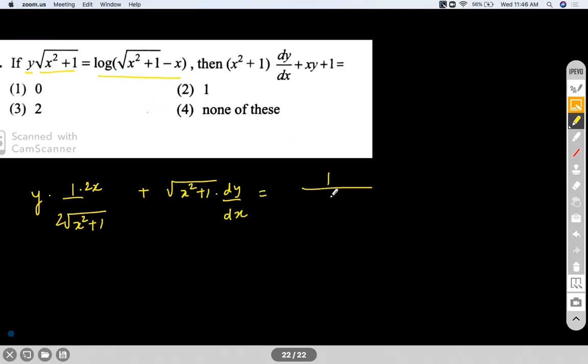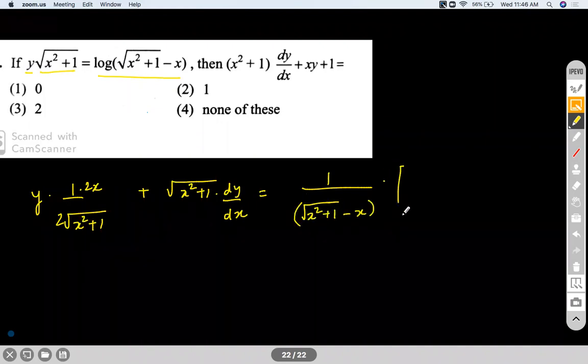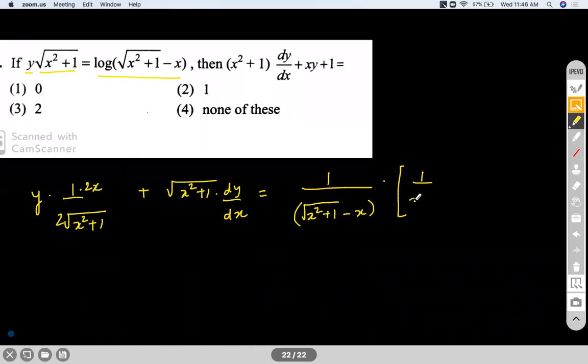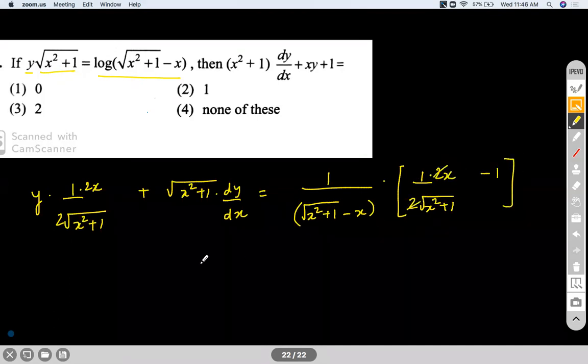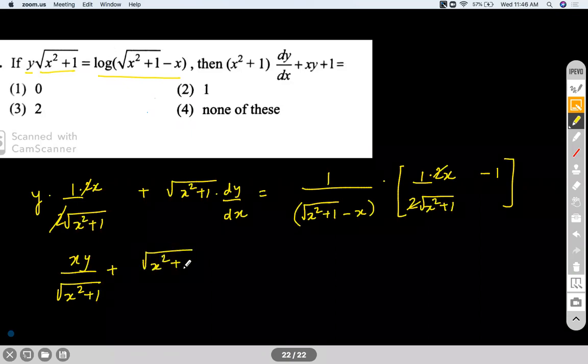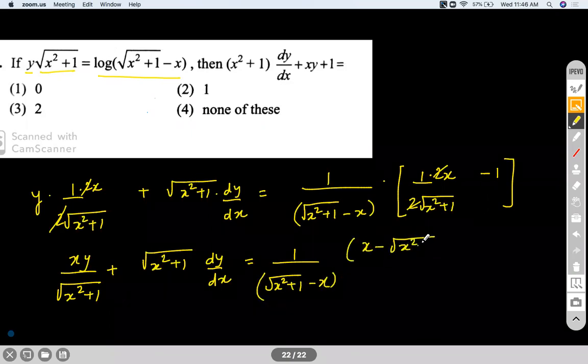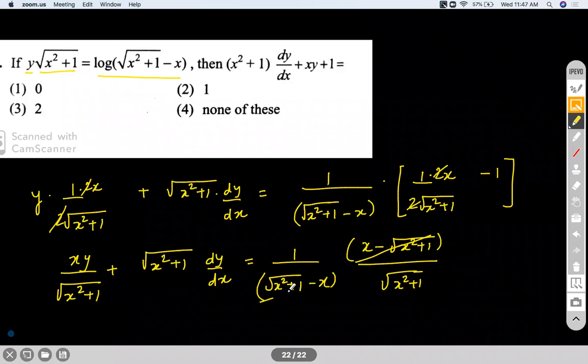The derivative of the right side will be 1 by 2 under root x square plus 1 into 2x minus 1. The 2 is gone, this also the 2 is gone. So xy by, this will be x under root x square plus 1 by under root x square plus 1. I'm sure you would have realized that this term and this term can be cancelled with a minus 1 here.